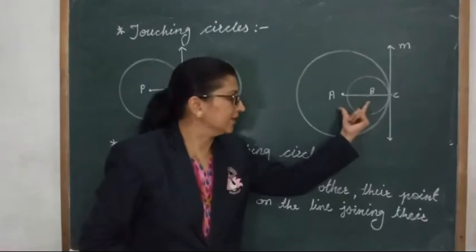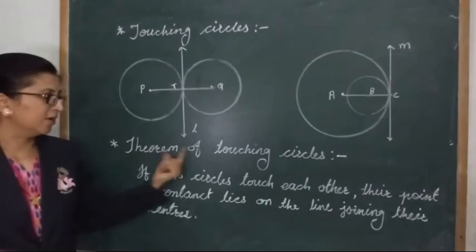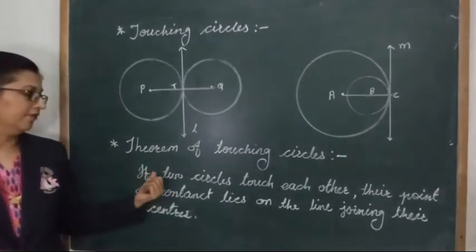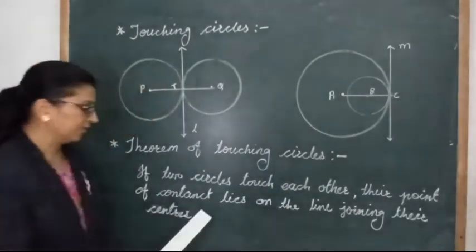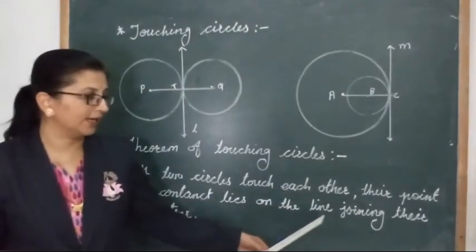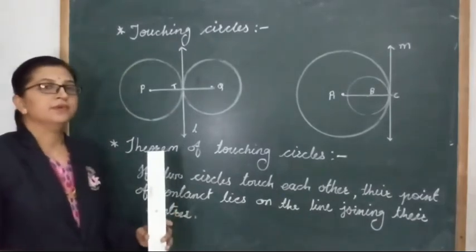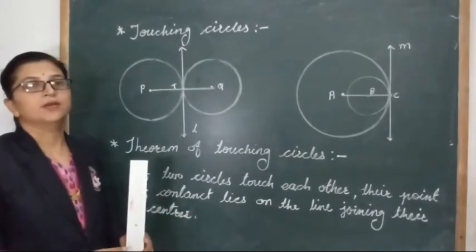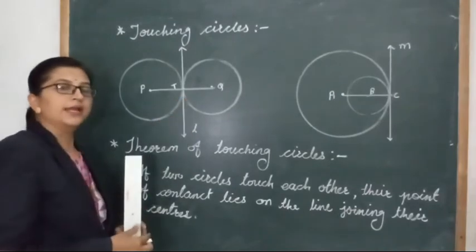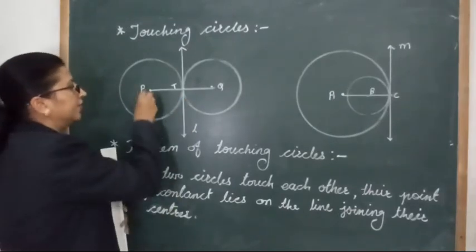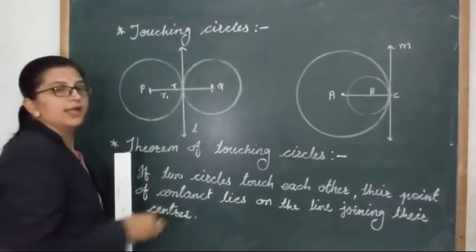This is our next theorem, that is the theorem of touching circles. Theorem of touching circles: if two circles touch each other, their point of contact lies on the line joining their centers. So this theorem will help us find the distance between the centers of the circles. If the circles are externally touching, then to get the distance between the centers, we have to add the radii of both circles.